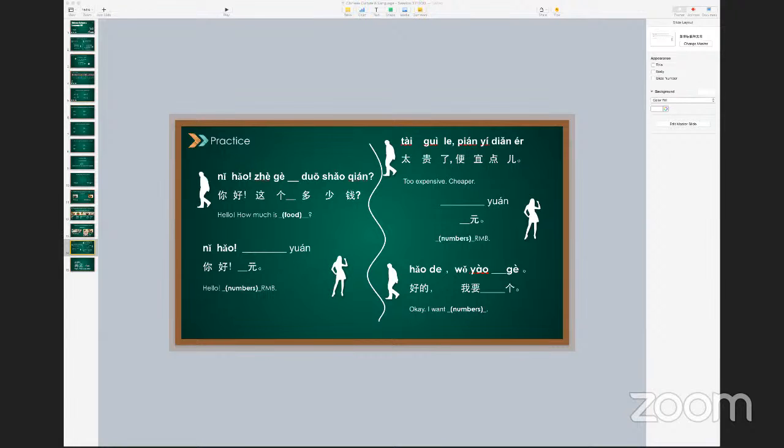Edgar. 你好，这件多少钱？ Hello, you can answer 你好, and then you put numbers inside, and then yuan. For example, like 你好8元.